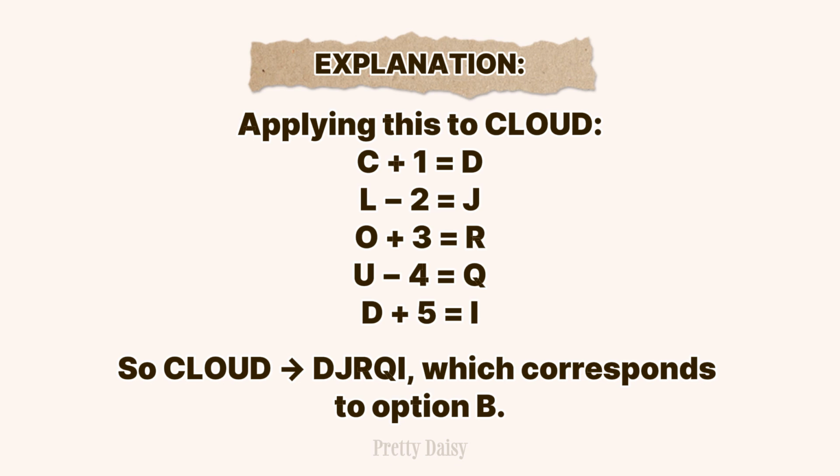U minus 4 equals Q. D plus 5 equals I. So, cloud gives D, J, R, Q, I, which corresponds to option B.